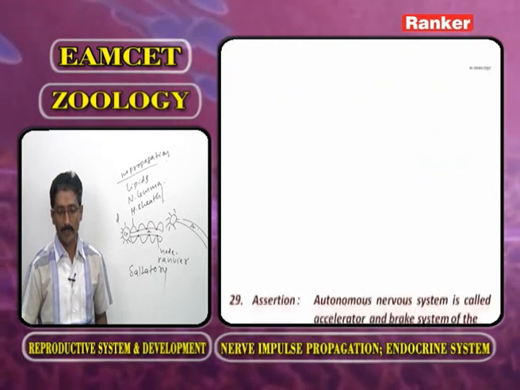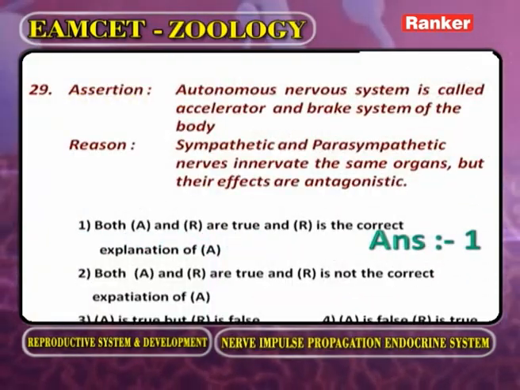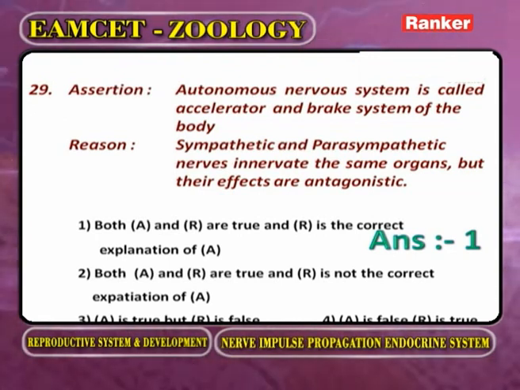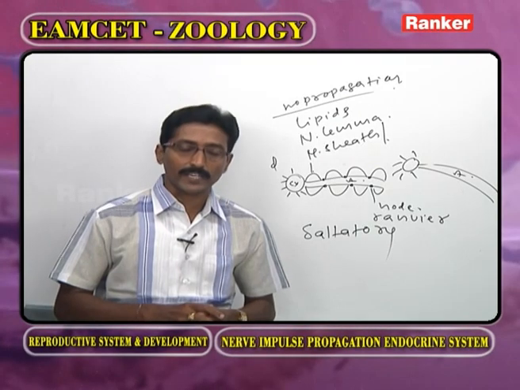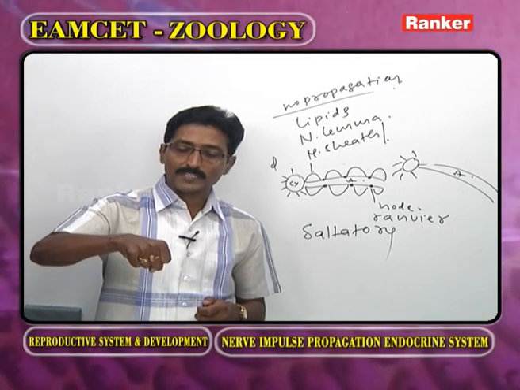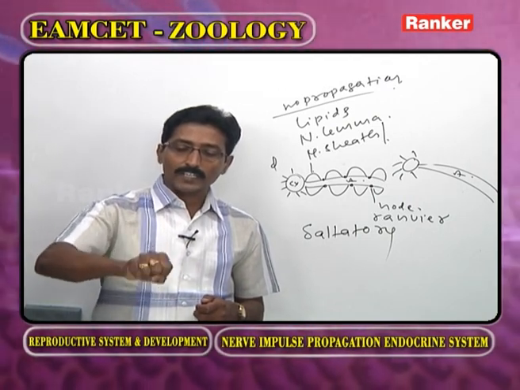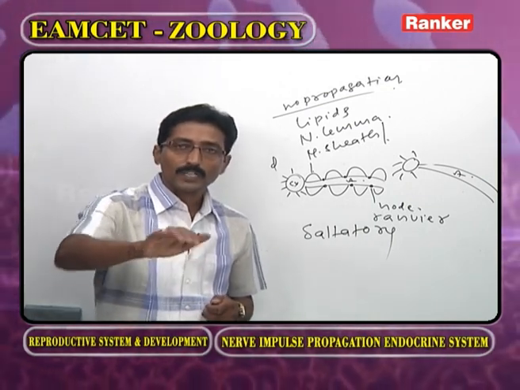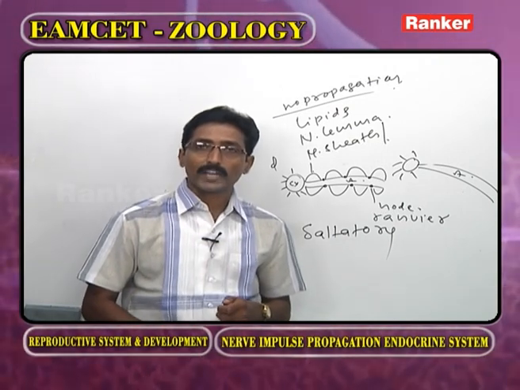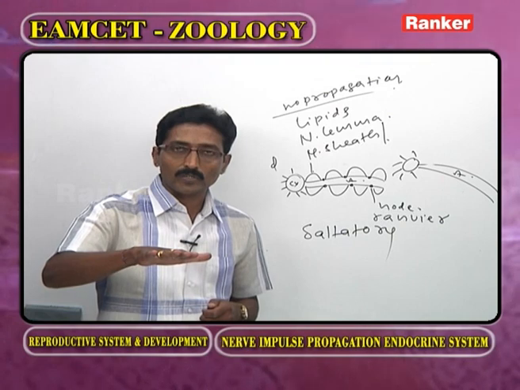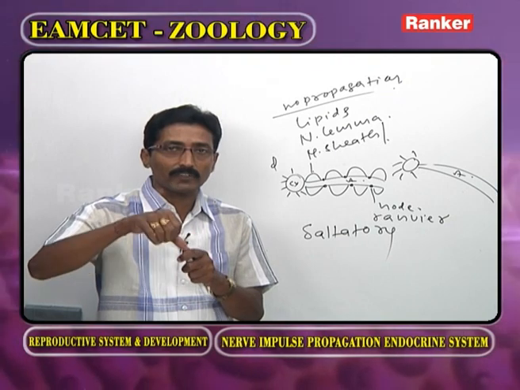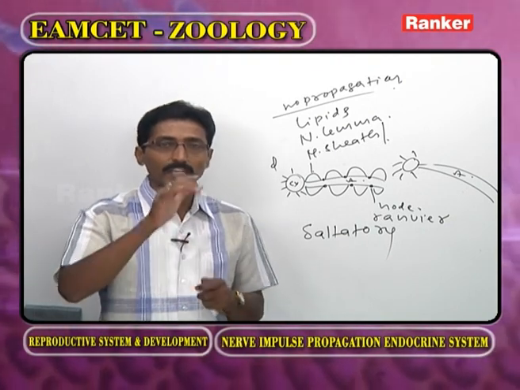Now we go for the next one. The autonomous nervous system is called an accelerator and brake system. Now we have a good idea regarding the bike. In the bike, as we reach the accelerator, the vehicle moves forward. Now if we apply the braking system, the bike is going to stop. That means there is a synchronizing action between accelerator and braking system.